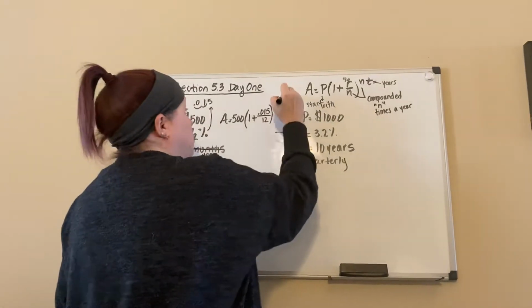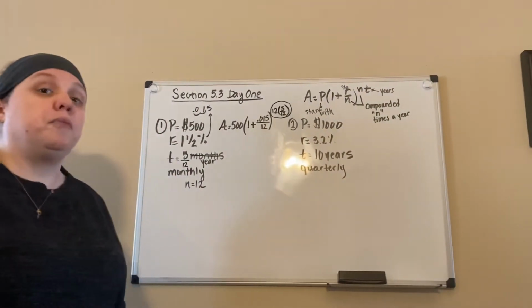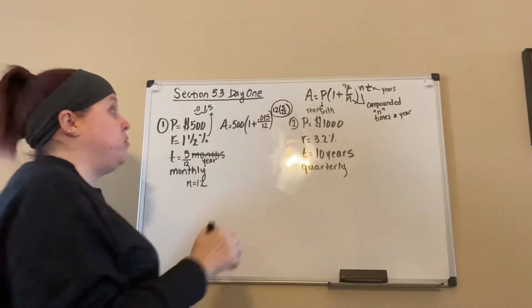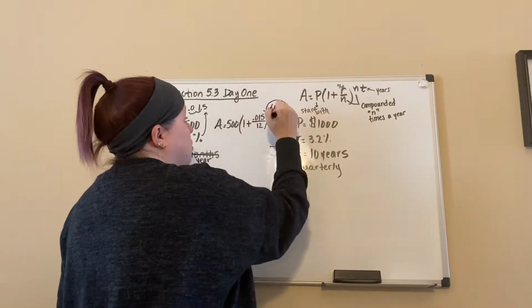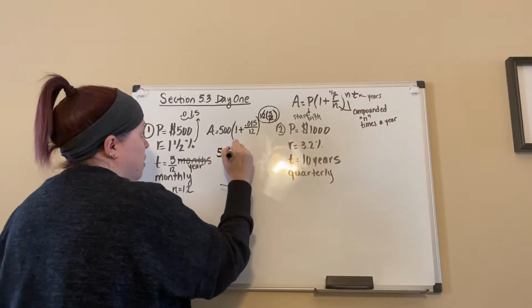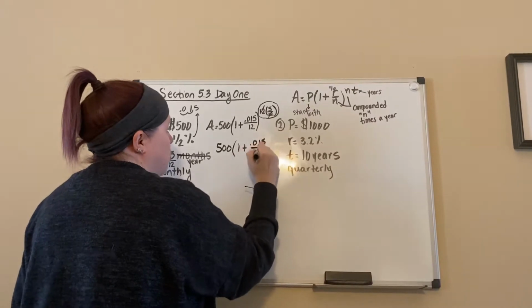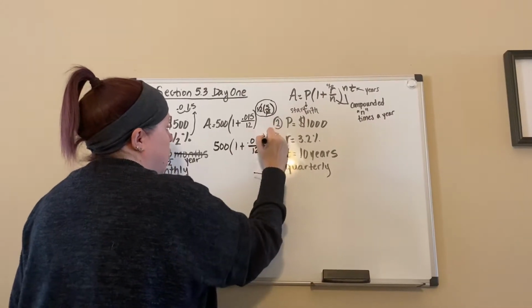First thing I want you to do, I want you to take these 2 things and multiply them together, and get a single number. What would 12 times 5/12 be? Well, the 12s would cancel, and you would just get 5. So we have 500, 1 plus 0.015 divided by 12 to the 5th power.